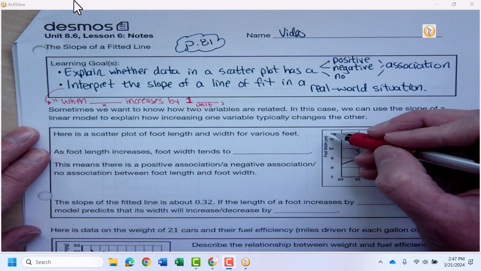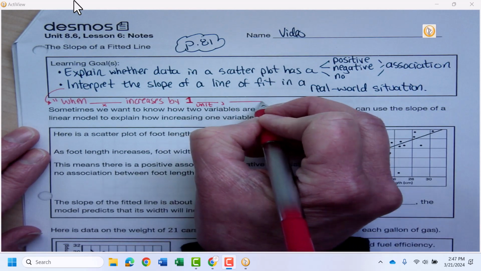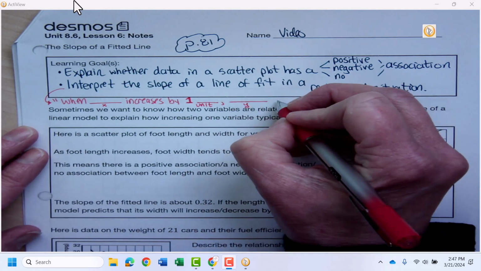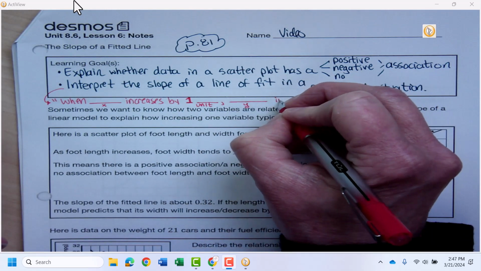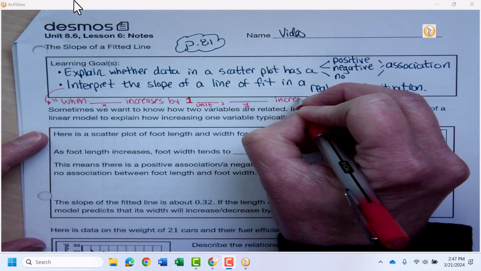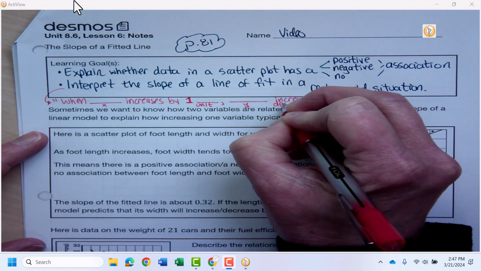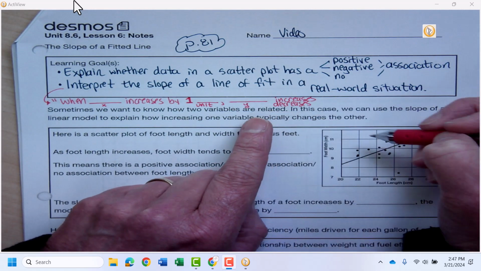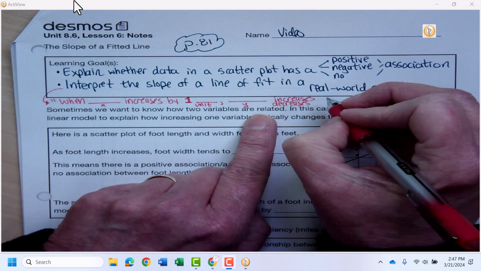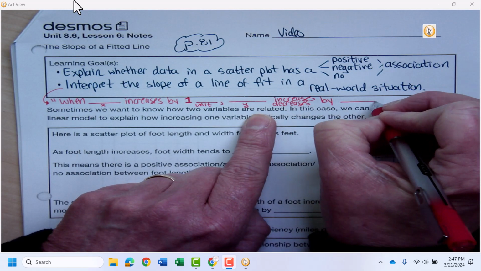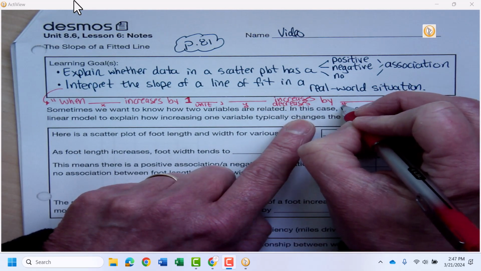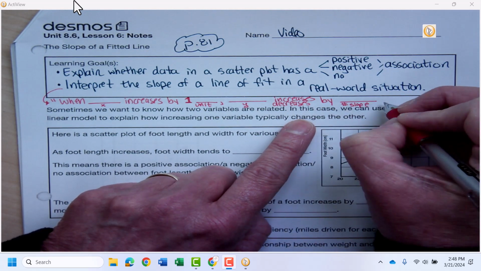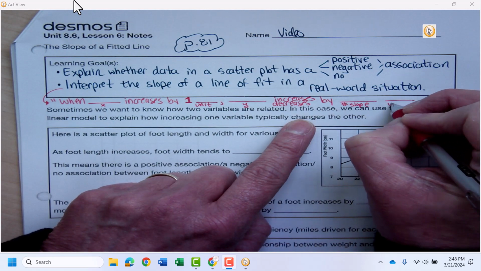Whatever y represents, in this case, the foot width, the next word is you're going to have to choose whether it's increases or decreases. And you'll have to look at the data to decide which word to use. So the foot width increases by, and this is where the number of the slope goes, whatever number you have. You've made a slope triangle, you've figured out the slope, that's where that number goes. And then the units for that y value.